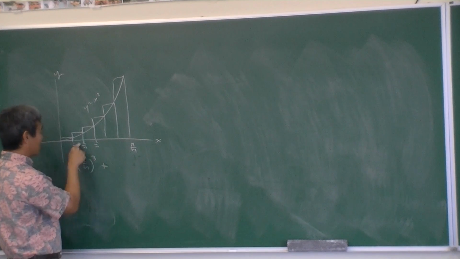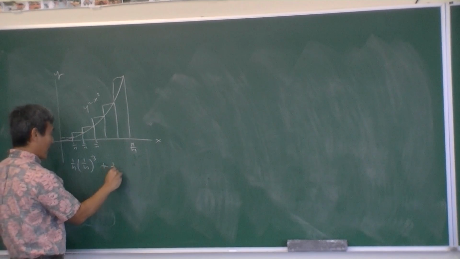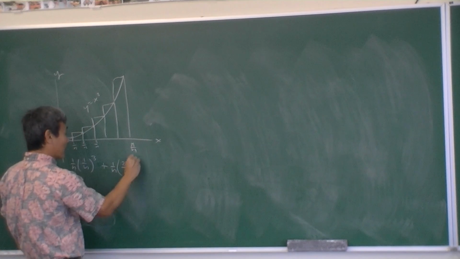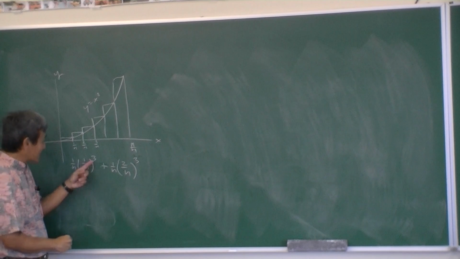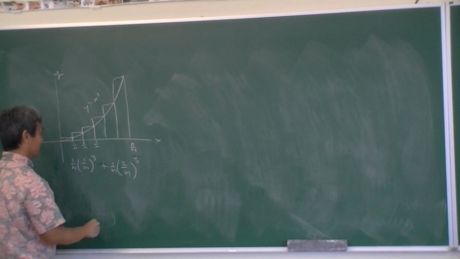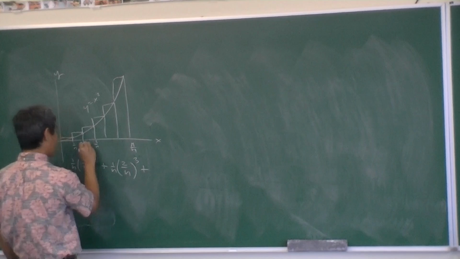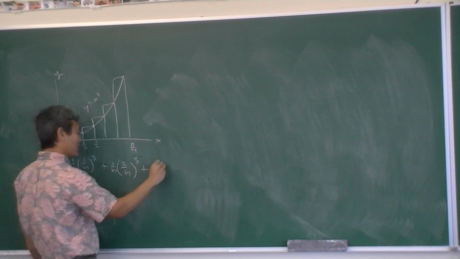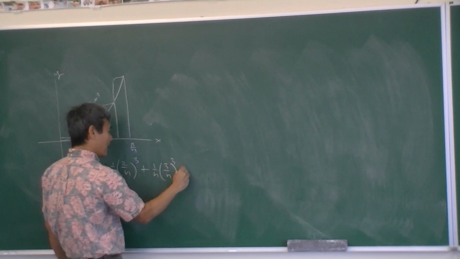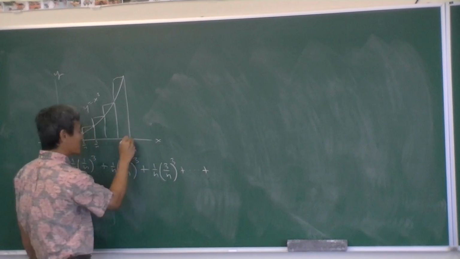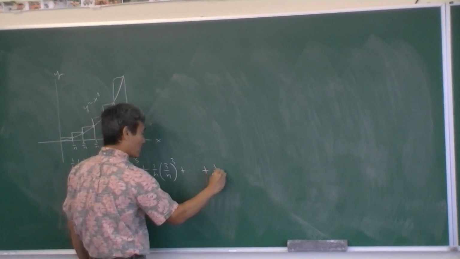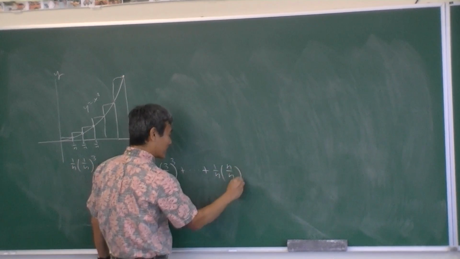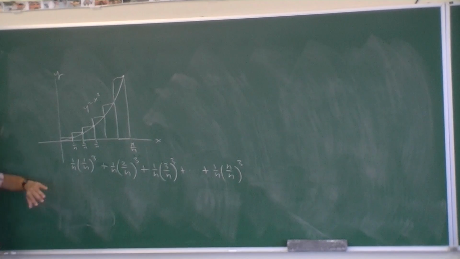Next rectangle, what's the base? 1 over n, and the height will be the y coordinate at that point, which is 2 over n cubed. This is exactly the same thing I did last week, except there's a cube there instead of a square. That makes all the difference in the world. The next one: base 1 over n, height 3 over n cubed. And you just keep on going until you hit the last rectangle. Base 1 over n, height n over n cubed.